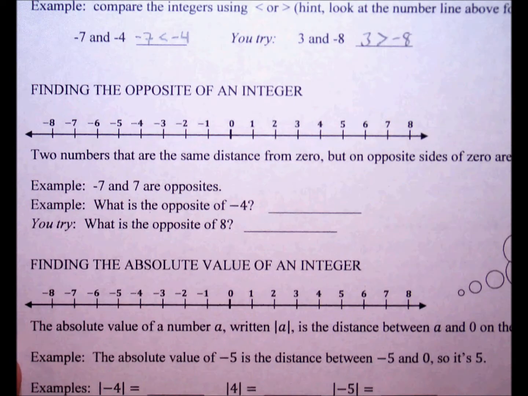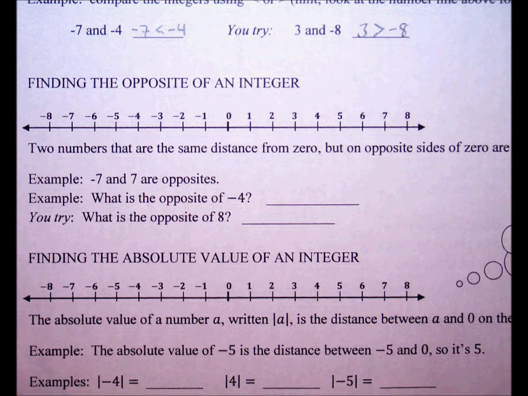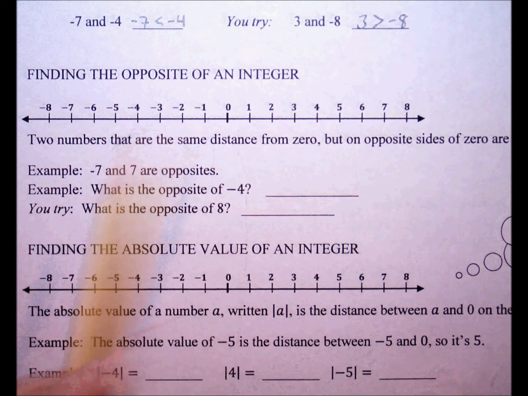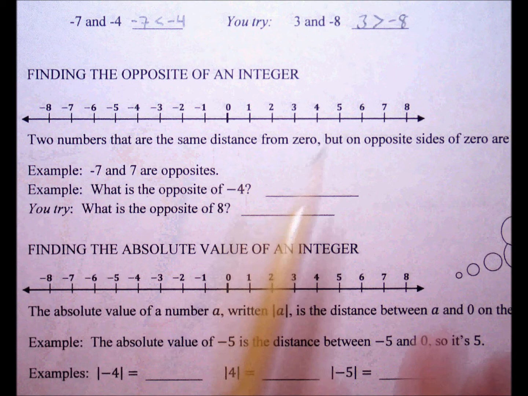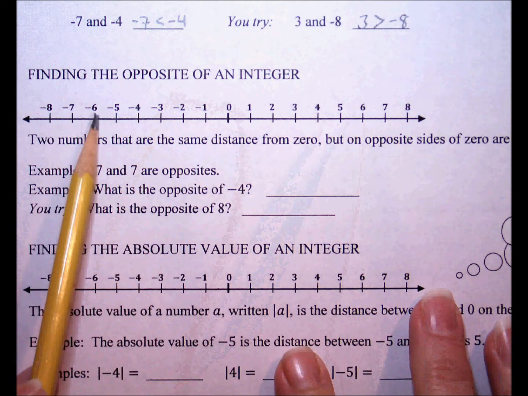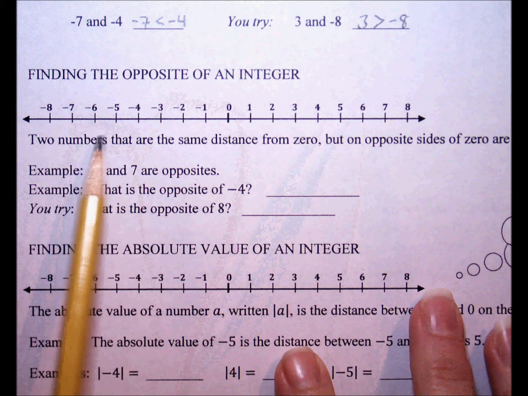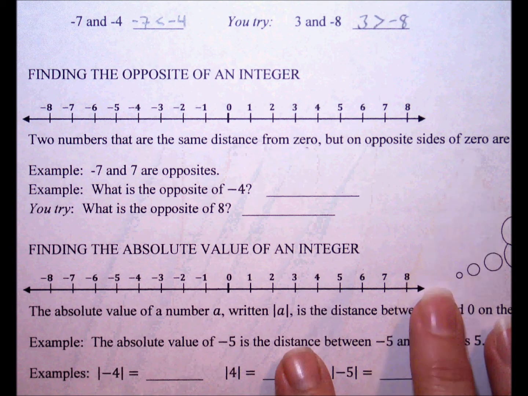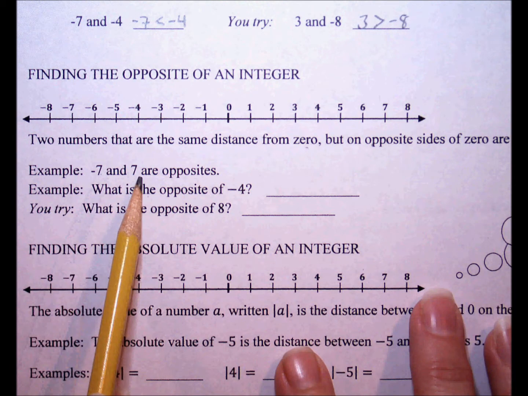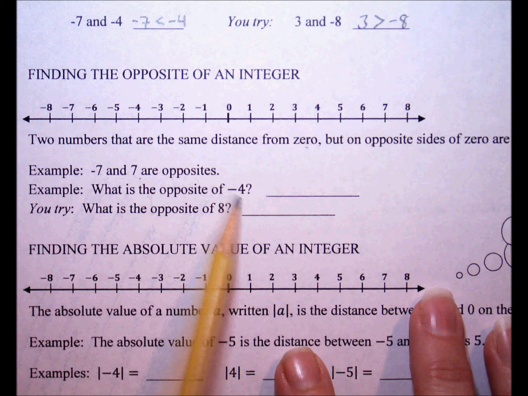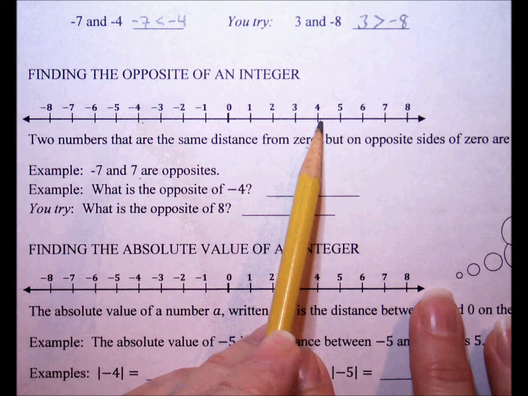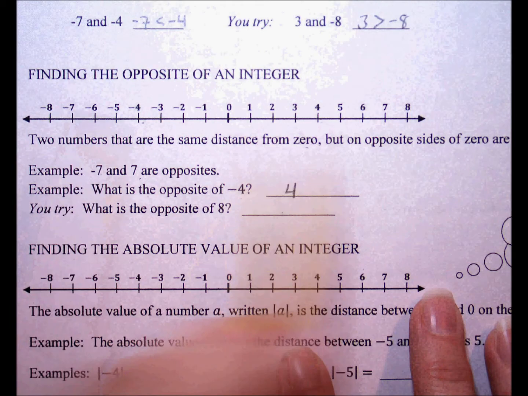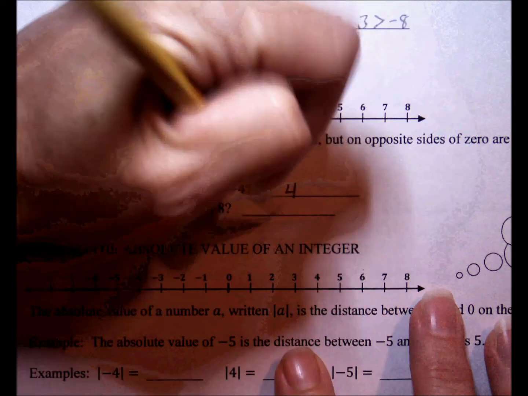Okay, let's look at finding the opposite. Opposite is a vocabulary word that you need to be very comfortable with. What it means is that if a number is an opposite, it's just on the other side of 0. So two numbers that are the same distance from 0 but on opposite sides are called opposites. So -7 and 7 are opposites. What's the opposite of -4? Well, it would be +4 because it's on the opposite side of 0. What's the opposite of 8? Well, that would be -8.